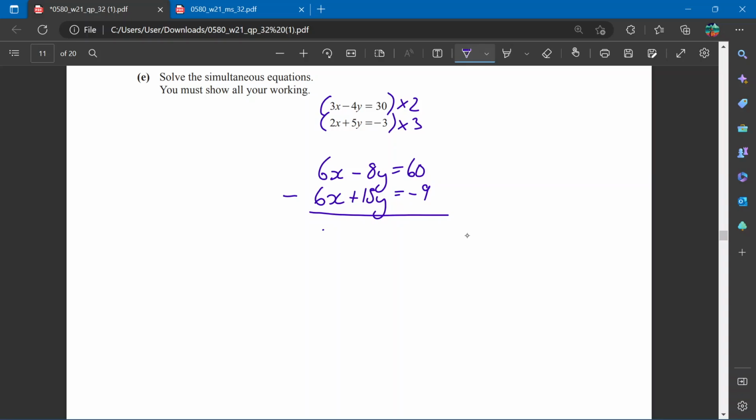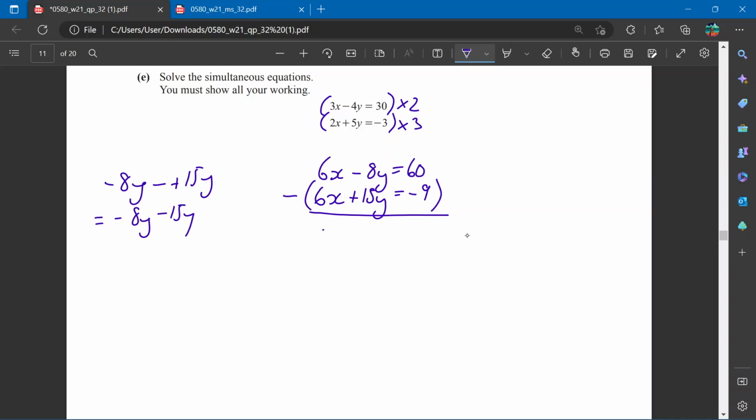Next is the minus 8y. Then we got the minus here. Okay, remember now, I should put brackets here because we're subtracting everything. Plus 15y, which is the same as minus y minus 15y. Remember, a plus and a minus is a minus.